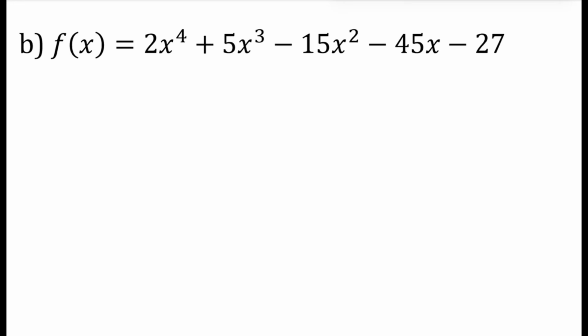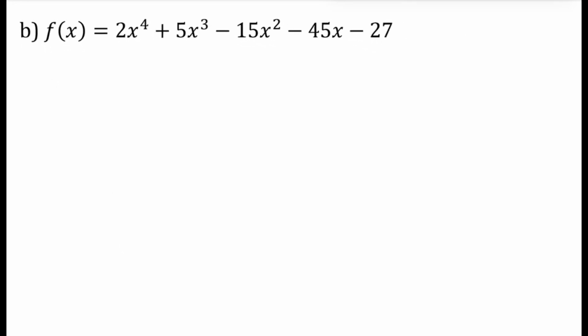Step 1, go hunting for a factor, right? We have to guess and check and just find something that's a factor. You can't look at that and figure it out. Sometimes you kind of can, but you're still essentially hunting for a factor. What do we start with? 1. 2 plus 5 is 7, minus 15 is negative 8, minus 45, minus 27. Oh my gosh, that's not 0.